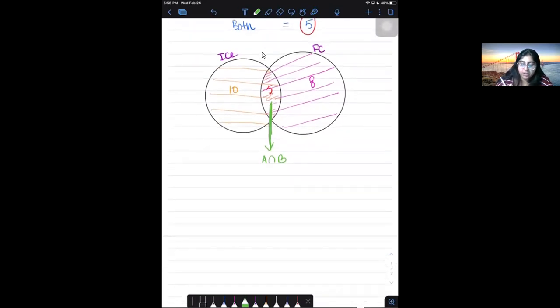A intersection means I like both. And then what if I want to say I like either ice cream or fried chicken? How would I represent that? If someone likes ice cream or fried chicken? A union B, perfect. So A union B should be this part.